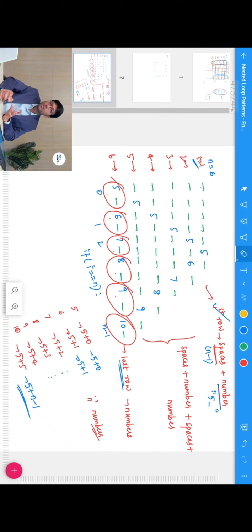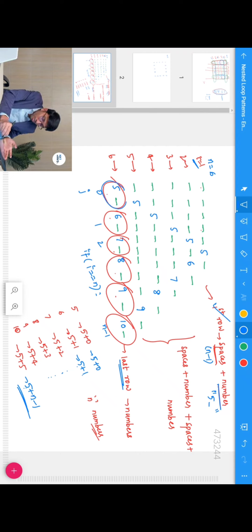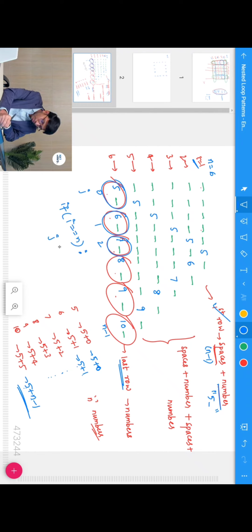Okay? So this is coming out to be true. The first number is 5 plus 0, the second number is 5 plus 1, the last number is 5 plus n minus 1. So if I consider this as j, for i equal to 6, that is for i equal to 10, this is the first element, this is the second element that I need to print, third element, fourth element, etc. So my j will go from 0 till n minus 1. I'm writing the logic for this particular part. If i equal to n, my j will go from 0 to n minus 1.